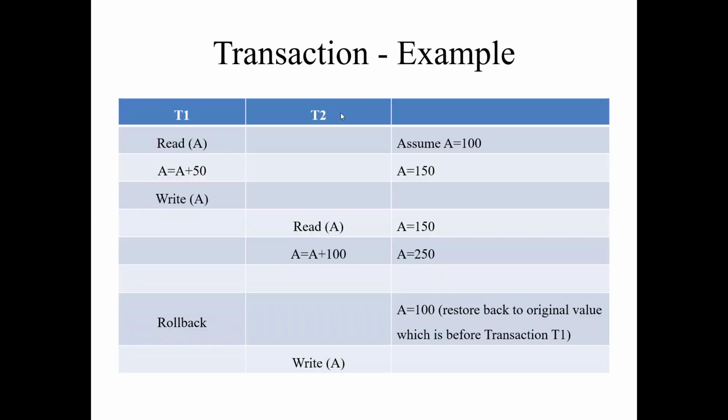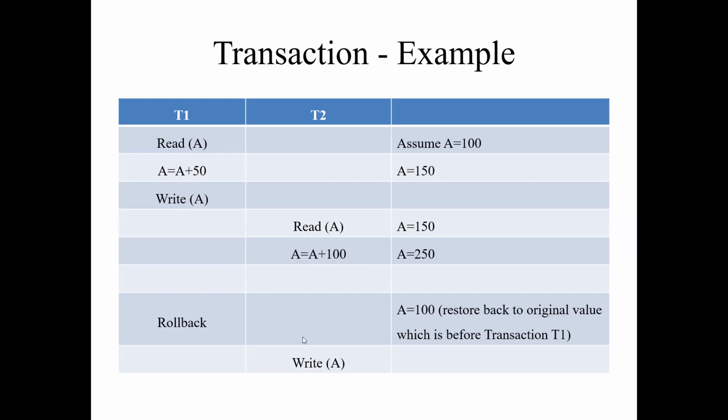For example, you have transaction 1 and then transaction 2. In the first transaction, read A from the database, read the value of A, then perform A is equal to A plus 50, and then write A. Next transaction is started, read A. Here the first A value is 100, and after A plus 50, A has the value 150. After performing the operation A is equal to A plus 100, then 150 plus 100 is equal to 250.